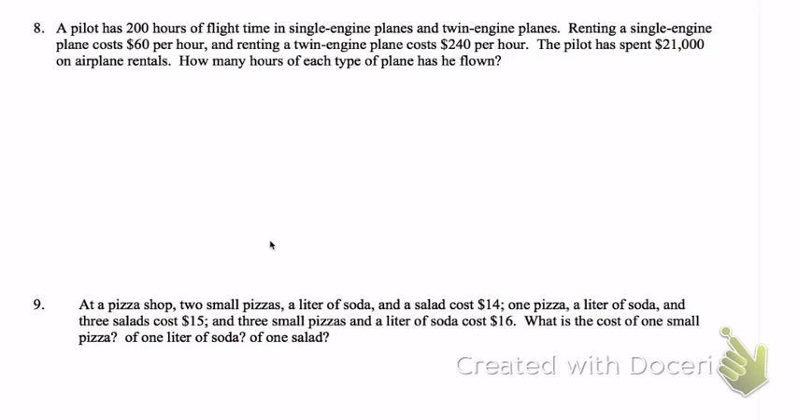So number 8, it says a pilot has 200 hours of flight time in a single engine plane and twin engine planes. Renting a single engine costs $60. Renting a twin costs $240. The pilot has spent $21,000. How many hours of each type of plane has he flown? So I need to define my variables. I only have 2 of them. So let's call X single engine hours. And then let's call Y, I guess, twin engine hours.